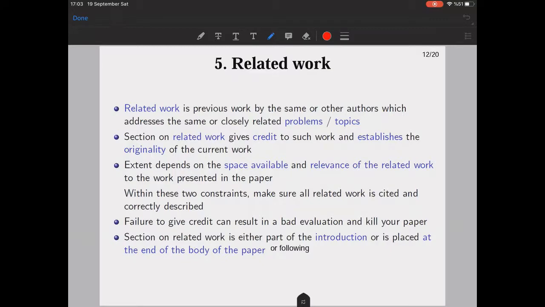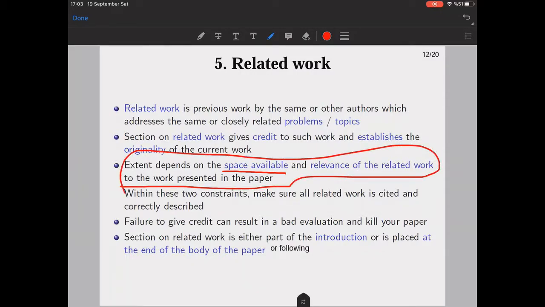Extent depends on the space available. Okay, you don't have lots of space here. Most probably, for most papers, you will have a page limit, so you can't be too generous here. And the relevance of the related work to the work presented in the paper, like how much of them you need to use in relation to your work.